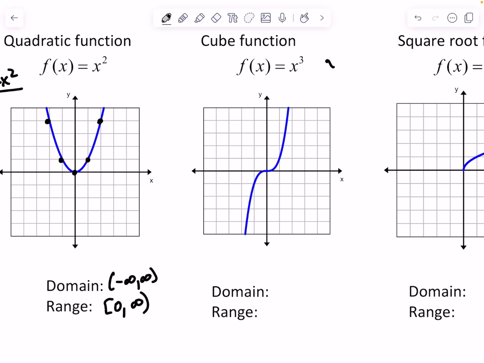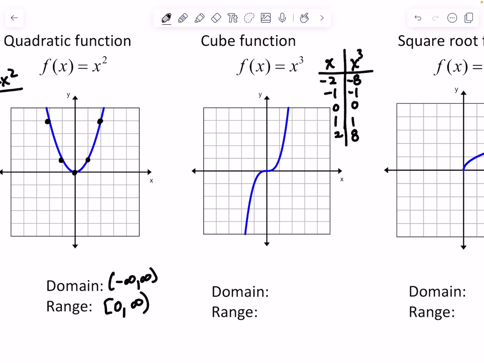Here our values would look like this. I'm going to start a little bit smaller just because the cubic function gets big pretty quickly. So when x is negative 2, if I cube that, negative 2 times negative 2 times negative 2, I'm going to get a negative number this time because cubing allows us to get negatives. Negative 1 cubed is going to be negative 1, 0 cubed is 0, 1 cubed is 1, and then positive 2 cubed is going to be positive 8.